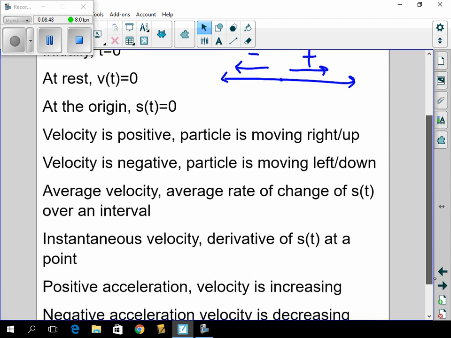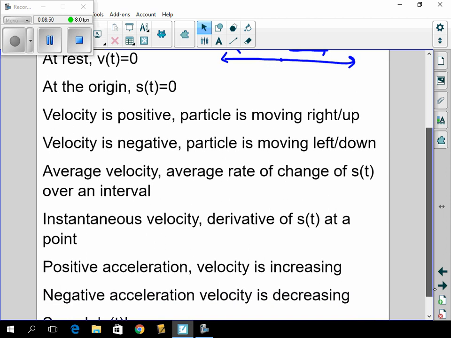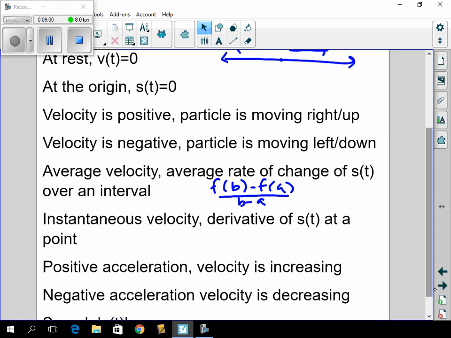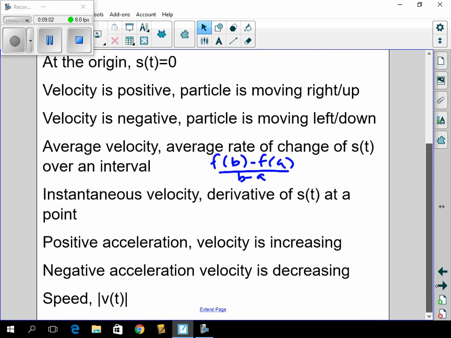Average velocity, that's the average rate of change. So that's f of b minus f of a all over b minus a, but with our position function. Instantaneous velocity, that's just our regular velocity function. Positive acceleration, my velocity is increasing. I'm getting faster. And negative acceleration, my velocity is decreasing, and speed is the absolute value of velocity. So this is just a quick reference for when we're doing word problems.